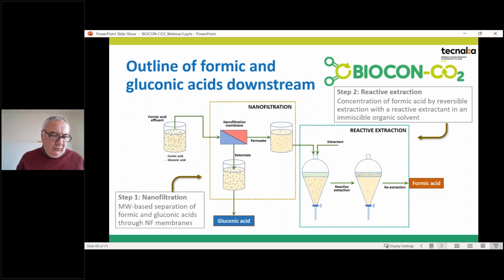According to the effluent composition, a downstream strategy was proposed using two successive separation technologies, nanofiltration and reactive liquid extraction. The objective of the first step was to separate formic acid from gluconic acid by nanofiltration, taking into account the quite different molecular weights of both acids. After this nanofiltration step, the idea was to concentrate the formic acid from that gluconic acid depleted solution by a reactive liquid extraction process, using a tertiary amine as extractant and an immiscible organic solvent.